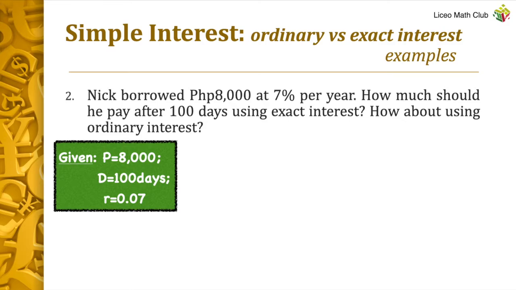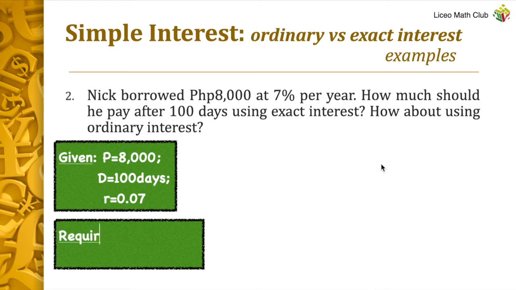Okay, let's denote that as F here. And then since we're asked about the exact interest, we're going to denote that as FE, the final amount using exact interest. In some books it's called A for accumulated amount, in some books M for maturity amount or maturity value. So we're going to call this future amount or future value. Okay, so future value using exact interest.